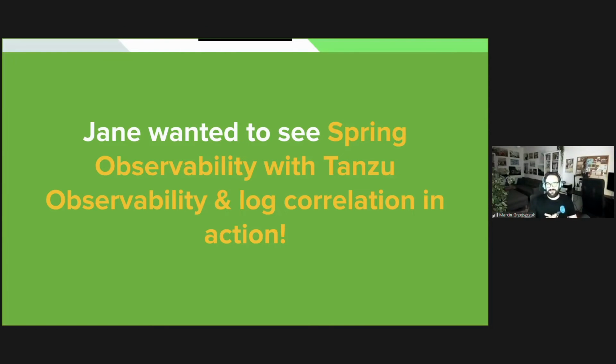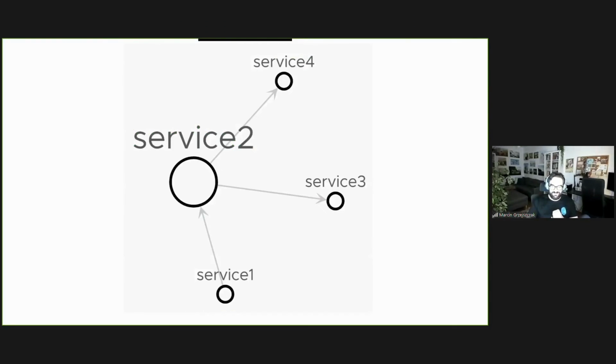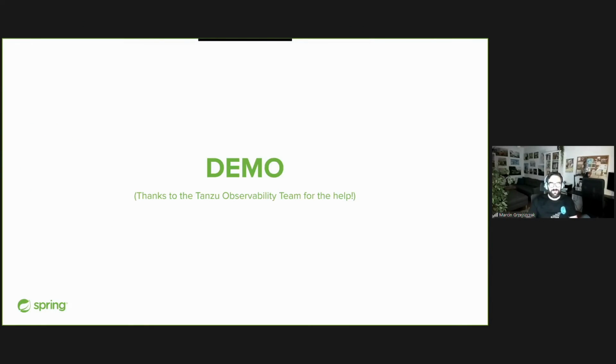So Jane wants to see Spring Observability with Tanzu Observability and log correlation in action. So let's see if the demo gods will be with us today. Most likely not, but let's keep the fingers crossed. So I have the 4 apps running on my machine, and I will now create a presentation service that will call service 1 and will leverage Spring Observability. So let's do it.